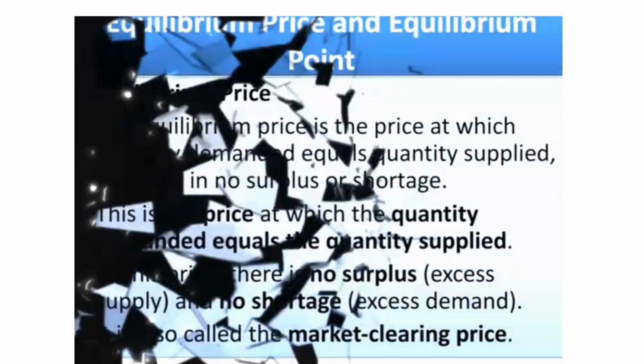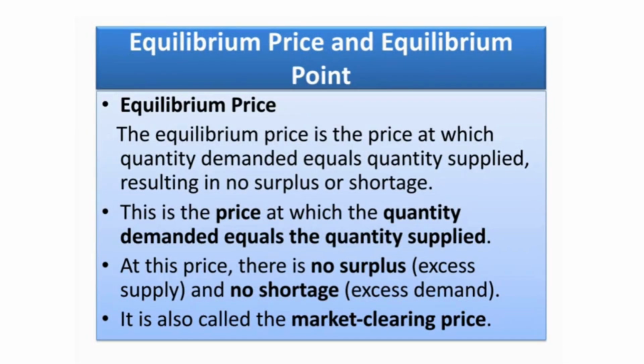And from here, let us look at equilibrium price and the equilibrium point. So what is the equilibrium price? Equilibrium price is simply the market clearing price. It is the price at which quantity demanded equals quantity supplied. In this case, there's no shortage, which is excess demand, or surplus, which is excess supply.